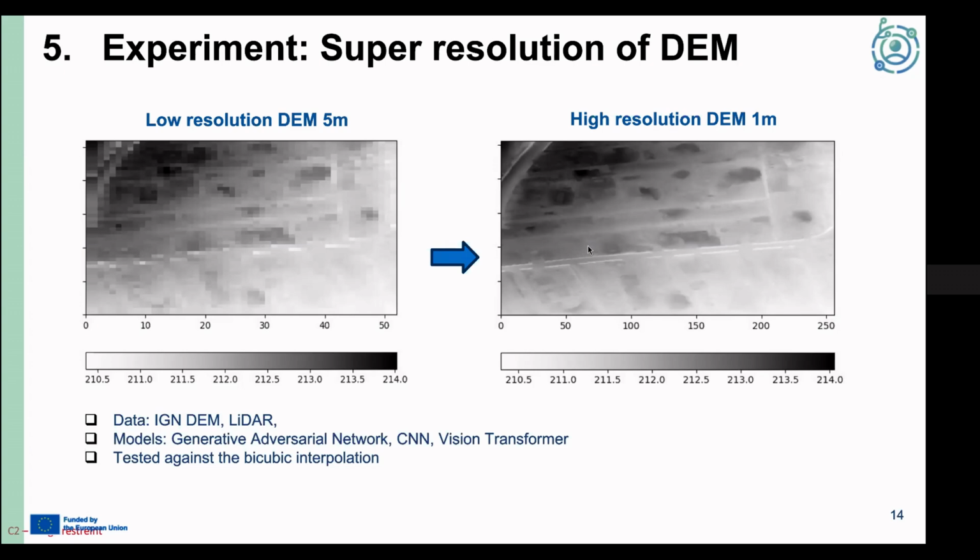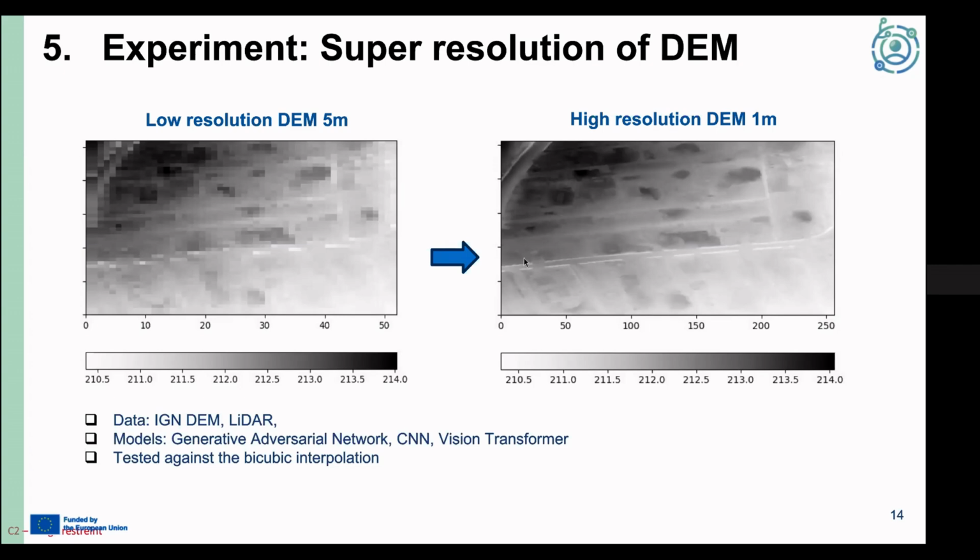Or we can also imagine that we want to predict a flash flood in another part of the world where we don't have this information. So we can use our AI model, our deep learning model, to reach a better resolution.